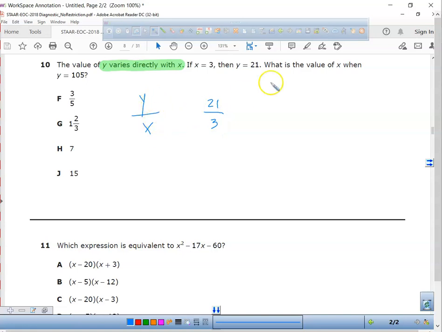3, right there. What is the value of x? So we're going to make a little proportion here. What is the value of x? So where does x go? Right here on the bottom when the y value is 105.